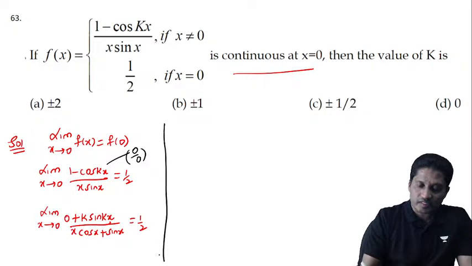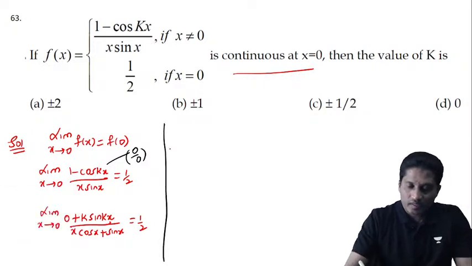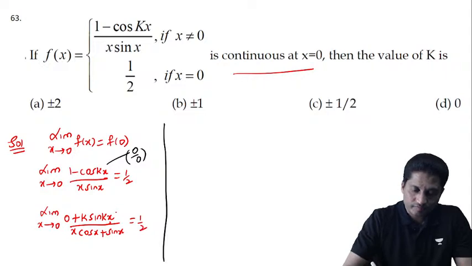Okay, now if x is tending to 0, differentiation of cos is minus sin. Again I'll get 0 by 0 form. So let us use L'Hopital's rule once again.